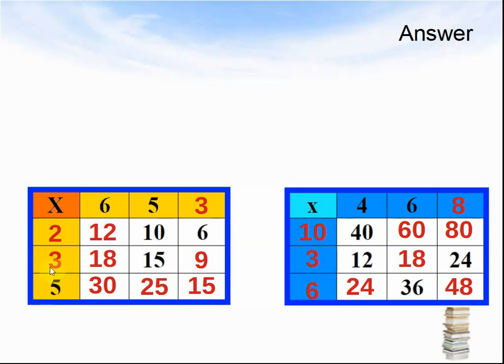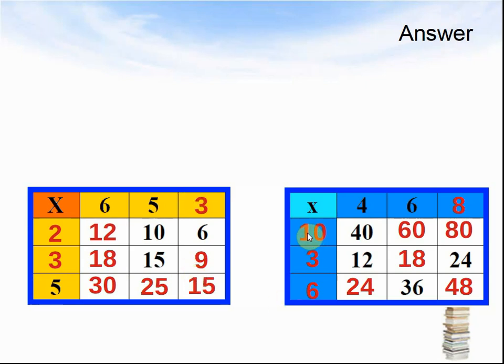Here they are. 2 times 6 is 12. 2 times 5 is 10. 2 times 3 is 6. 3 times 6 is 18. 3 times 5 is 15. 3 times 3 is 9. 5 times 6 is 30. 5 times 5 is 25. 5 times 3 is 15.